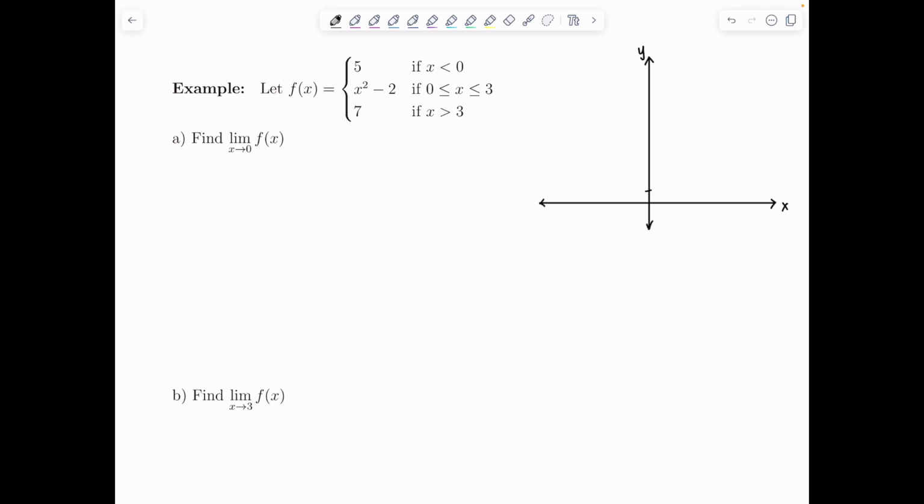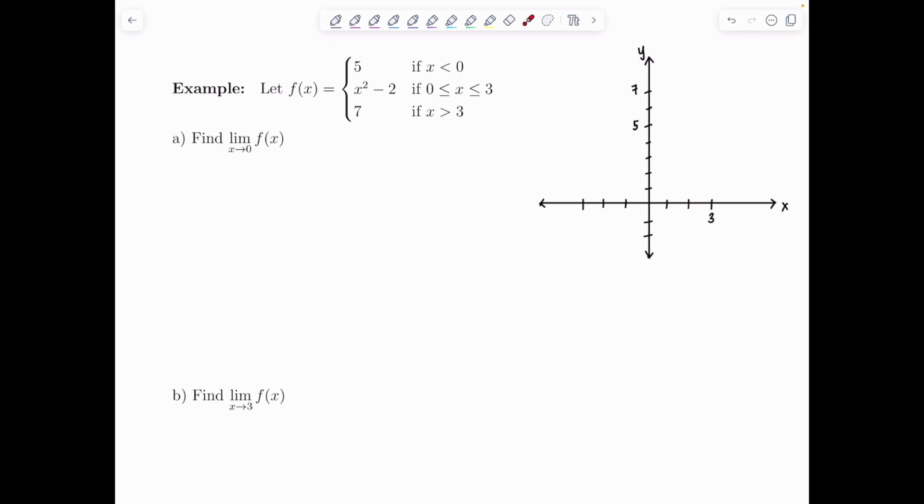So 1, 2, 3, 4, 5. You know what, let me spread it out more. And make it go a little lower. Okay. I have to go to negative 2. And then 1, 2, 3, 4, 5, 6, 7. Okay. And then 1, 2, 3, 1, 2, 3.